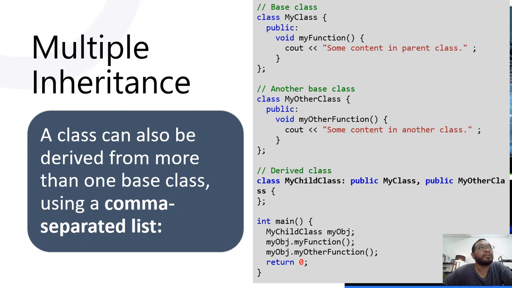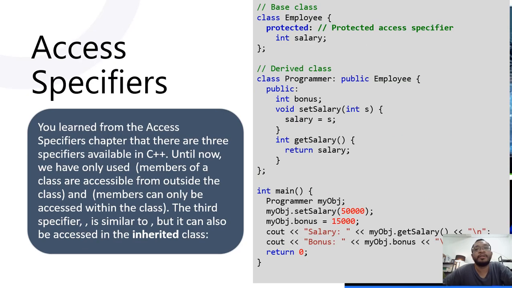Okay, another example of multiple inheritance and access specifiers: how you want to access those open classes. For example, you put Programmer myObj. So we put our class Programmer into myObj object. Then you set salary to 5,000. So set salary to 5,000. And myObj.bonus equals 15,000, and cout salary, myObj.getSalary.